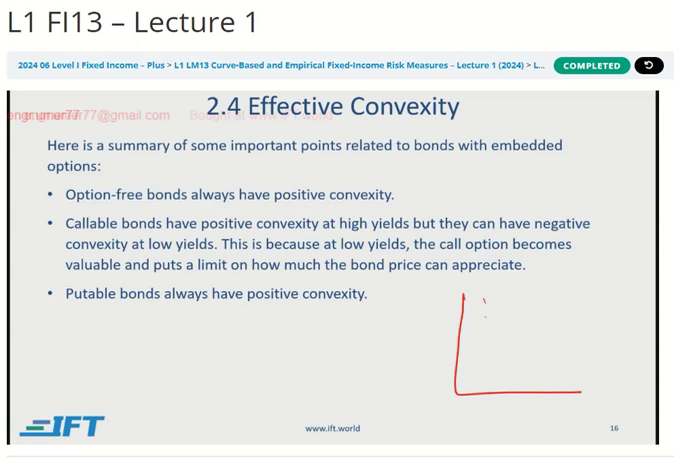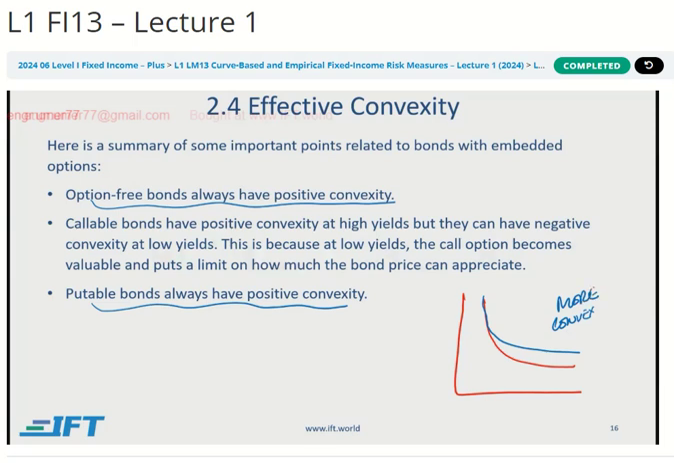Let me change the color here a little bit. So puttable bonds are also like this, but they just don't fall below a certain price because they are puttable at that price, but they are still convex, right? Puttable bonds always have positive convexity, even more than your option free bonds. They are more convex, right?